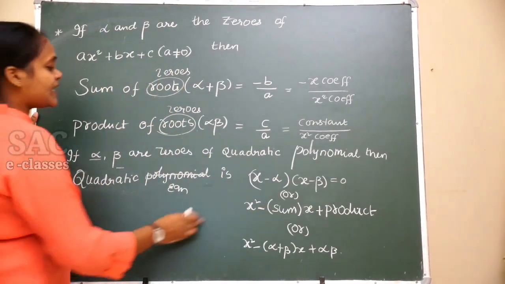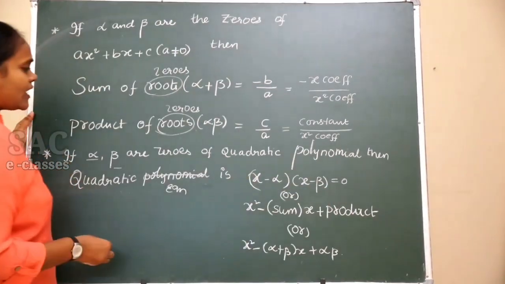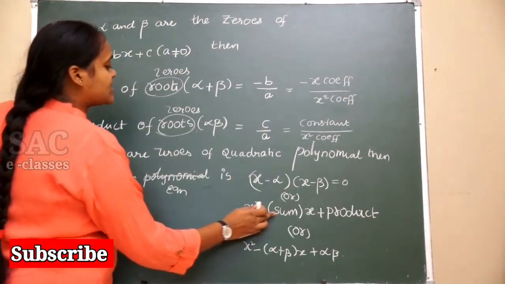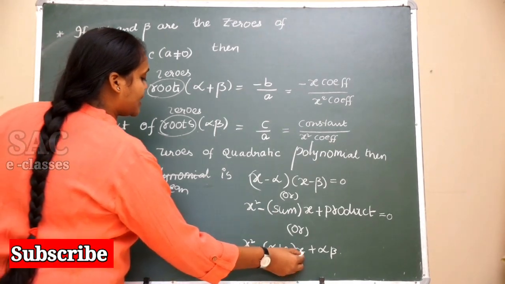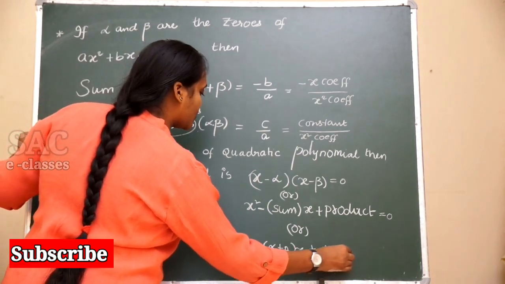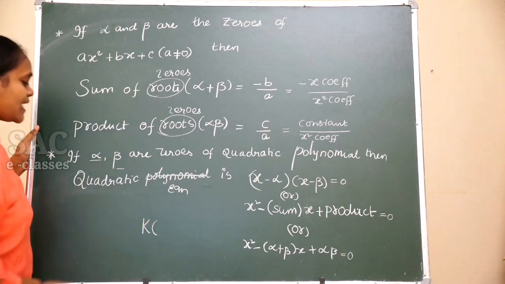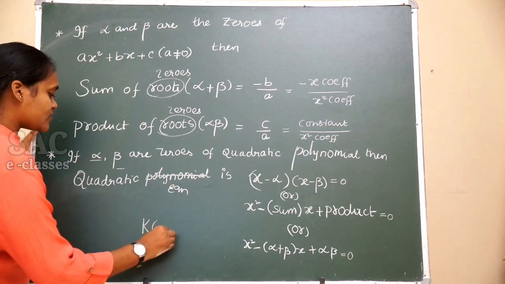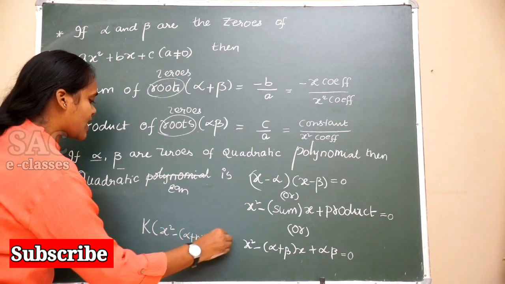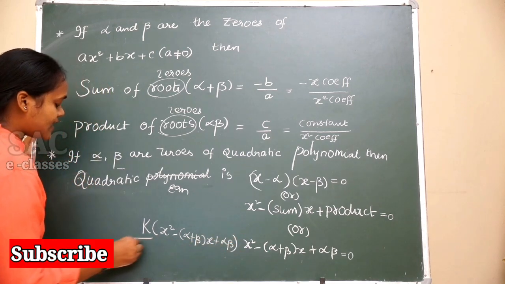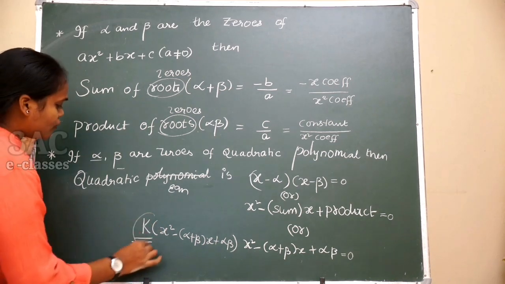Or else we can write x square minus the sum of the zeros into x plus the product. If it is an equation you want, equal to 0. Or else you can write it as x square minus (alpha plus beta) into x plus alpha beta equal to 0. Or else you can write it like this also: k into x square minus (alpha plus beta) into x plus alpha beta. k is any real value. Usually we will ignore this k.